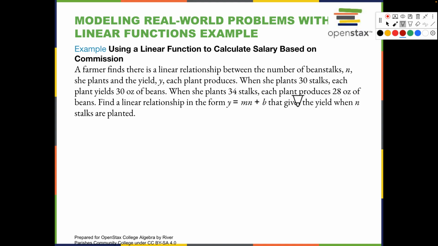Let's see if we can set this one up. Another thing I like to do sometimes is read things backwards. What I mean is I will start at the end, the last sentence, and read that first. Find a linear relationship in the form y equals n plus b that gives the yield when n stalks are planted. I don't know too much about the story yet, but I know I'm looking for a linear equation, so I'm going to write that down. They're using n for the variable instead of x, which is kind of cumbersome, but we're okay.